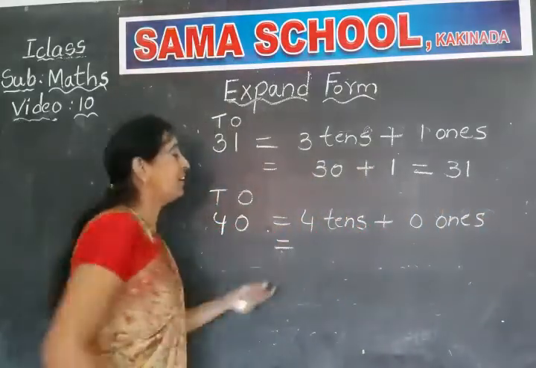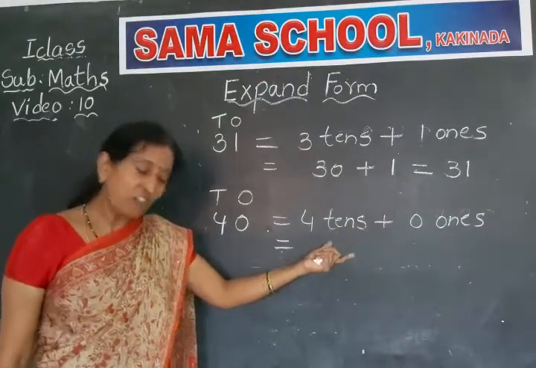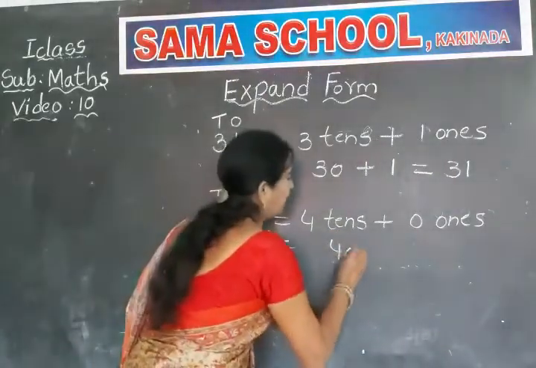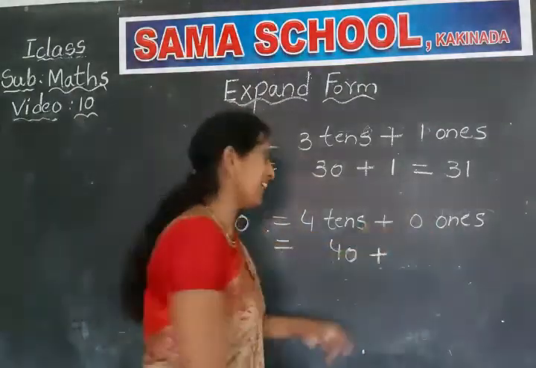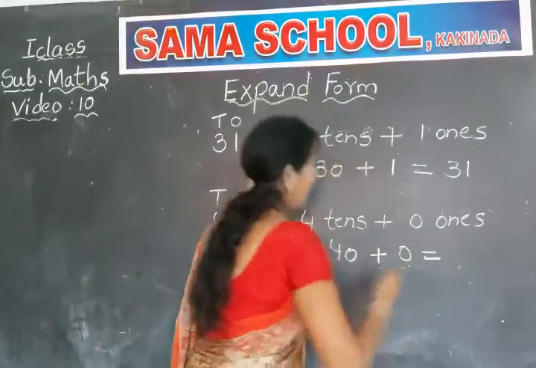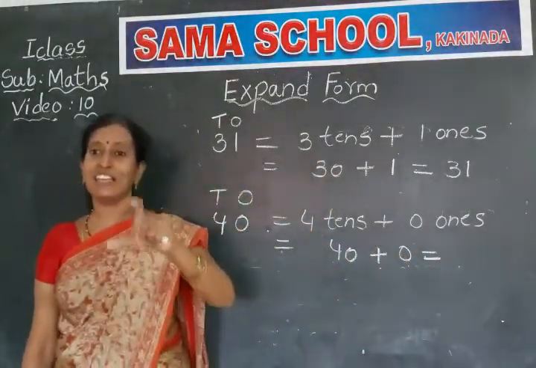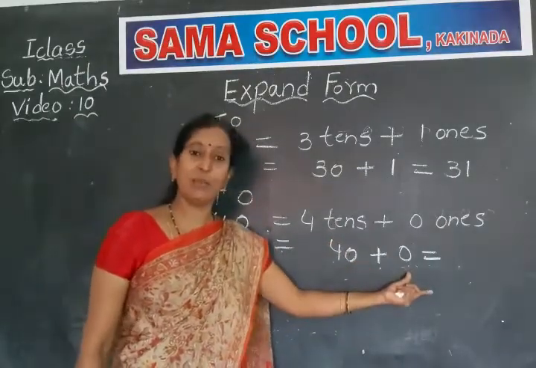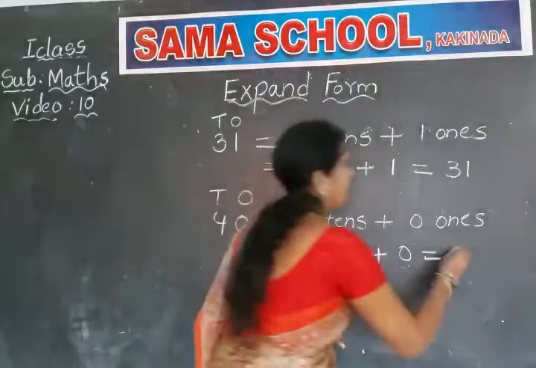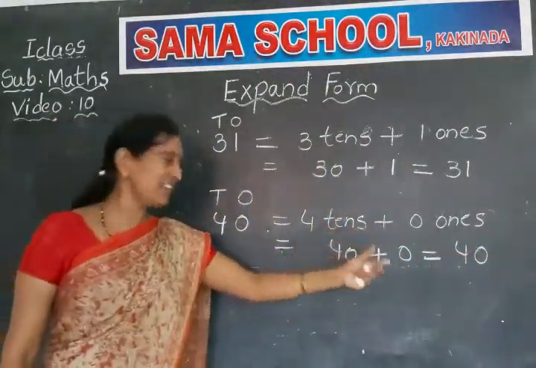Now you are saying 4 tens means how many tens? 4 tens means 40. Very good. 40 plus here how many ones? Only 0. So now you say 40 plus 0. If any number you add 0, the same number will come. Now children, 40 plus 0 means 40. If any number you add 0, the same number will come.